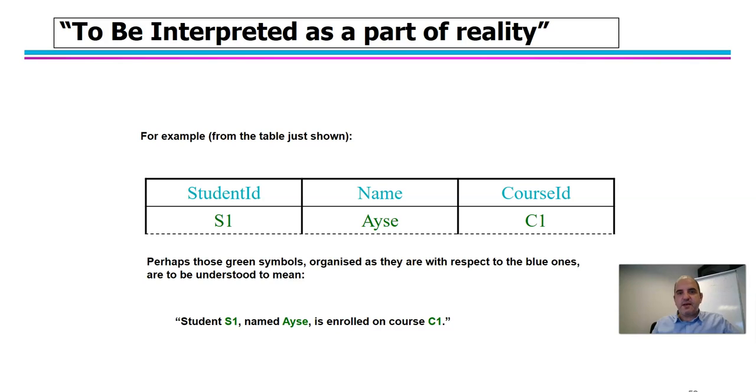Of course, there can be other things in your real world. Ayşe has a surname, for example, or Ayşe can be enrolled in another course. Of course, other realities can exist, but here we only see a part of it, and we can somehow convert this to a sentence.